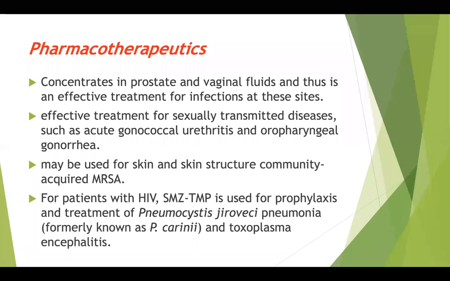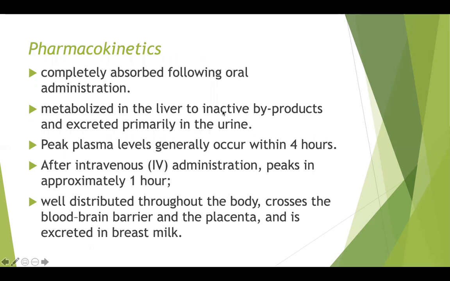It may be used for skin and structure community acquired MRSA. Anyway, you will be understanding more on MRSA in the future. For patients also with HIV, this medication is used for prophylaxis of Pneumocystis jirovecii. Okay, so this is formerly known as Pneumocystis carinii. Okay, so that's the old name. So now it is called Pneumocystis jirovecii pneumonia and toxoplasmosis encephalitis. So that's for HIV cases.